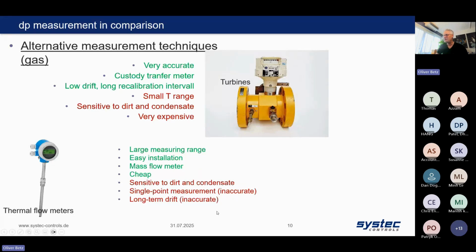And as I said before, you have a long-term drift on these meters, even on clean fluids. So thermal mass flow meters are perfect for bottled gas. There are also very small thermal mass flow meters for the pharma industries, for the chip industries or something like that. Perfect meter for these applications. But for industrial environment, be careful.